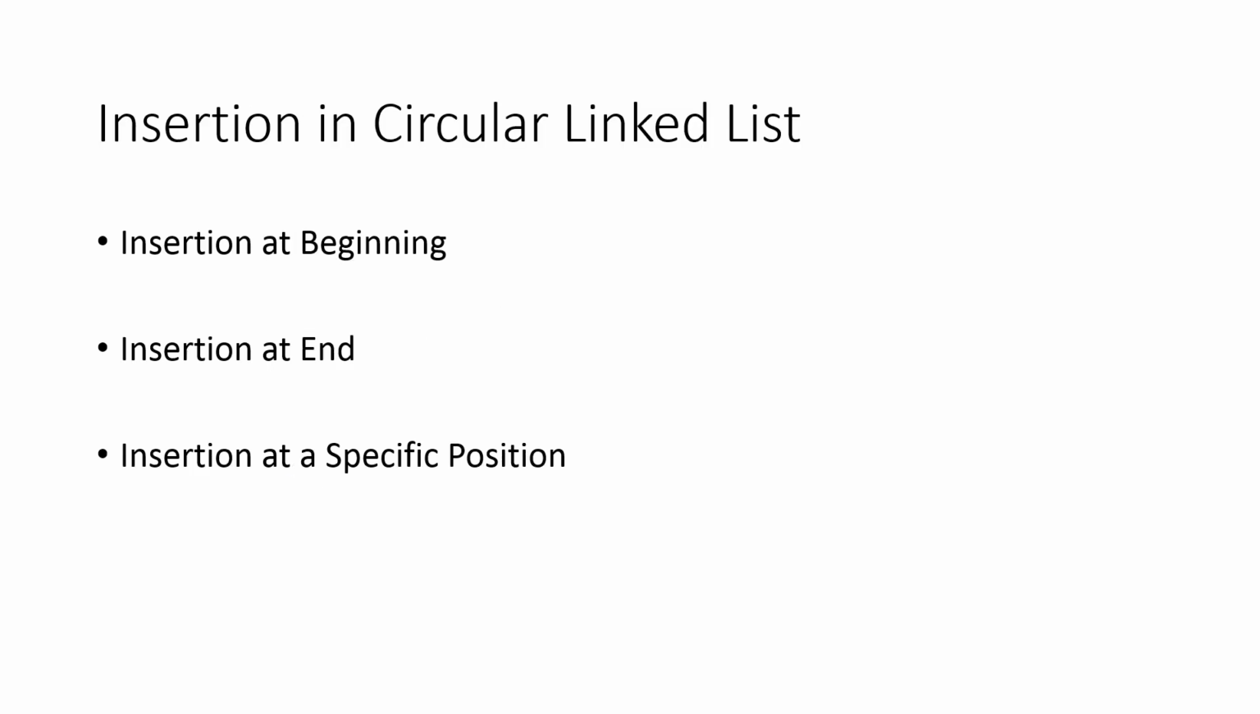Now, insertion in circular linked list. As in a normal linked list, in circular linked list insertion also we can do in three ways: insertion at the beginning, insertion at the end, and insertion at a specific position. Now let us learn one by one.